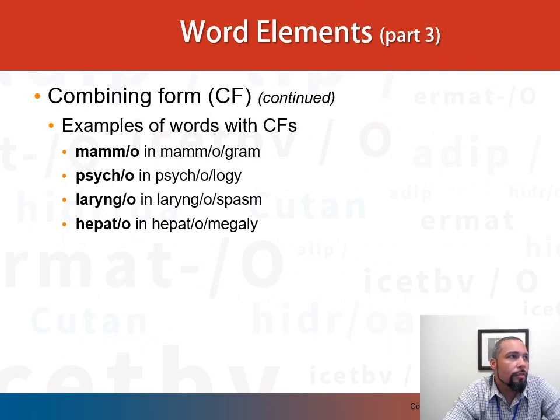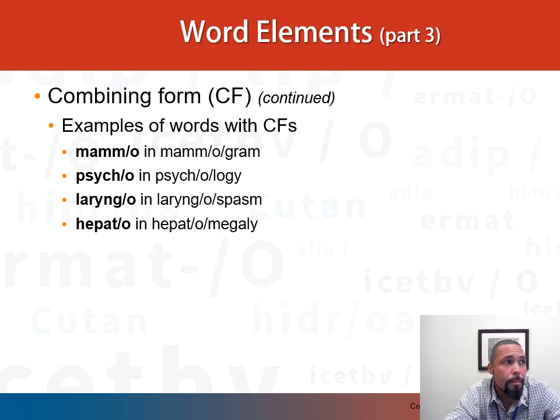Okay, so examples of some combining forms. So we got mammogram, mammography, psychology. We got laryngospasm, hepatomyalgia. This is tough. This one is tough. But anyway, the O is going to be that combining vowel. Again, this is combining those two hard words that without it will be pretty hard to put together.